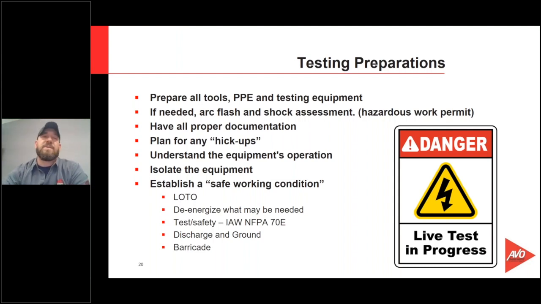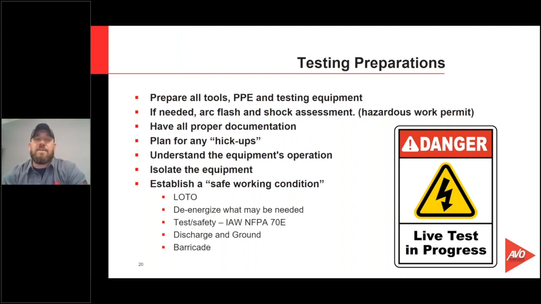Make sure that your equipment has been calibrated. Preparing the tools: if you need any type of arc flash or shock assessment along with a hazardous work permit, make that happen. Follow NFPA 70E down on the bottom there. It's going to give you all of that information when it comes to a flash and shock assessment when we're isolating our equipment. Have all the proper documentation, meaning that any type of recording you're going to be doing on your testing with your equipment needs to be followed correctly.